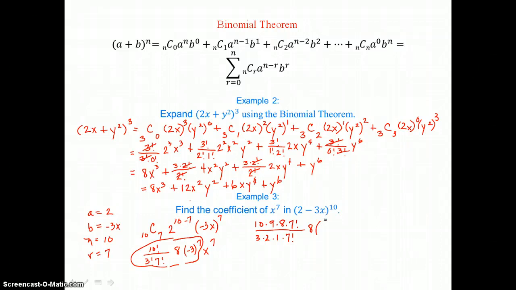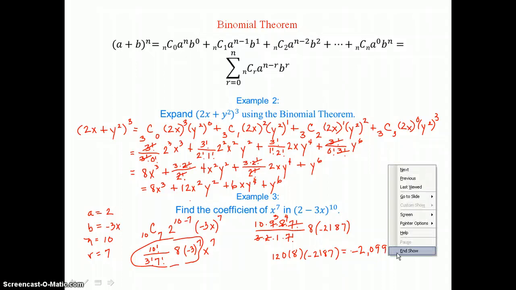negative 2,187. And then we can go back and we can cancel our 7 factorial top and bottom in this fraction. 2 goes into 8 4 times, and 3 goes into 9 3 times. So we're left with 10 times 3 times 4, which is 120. So we have 120 times 8 times negative 2,187. And if we multiply using our calculator, we're going to find out that that has a value of negative 2,099,520.